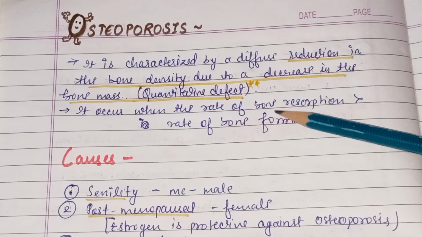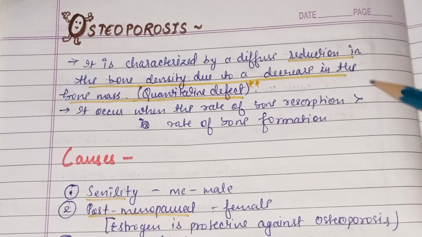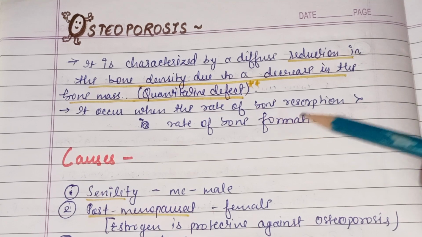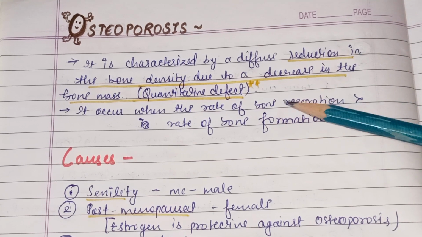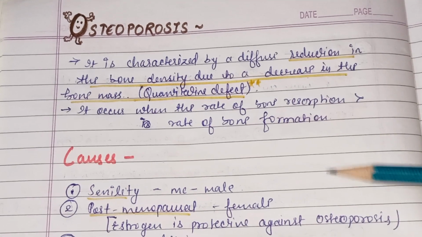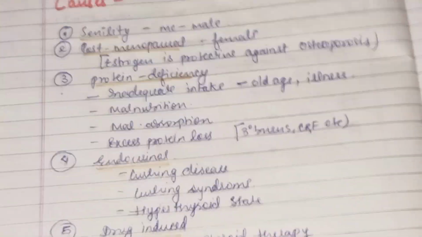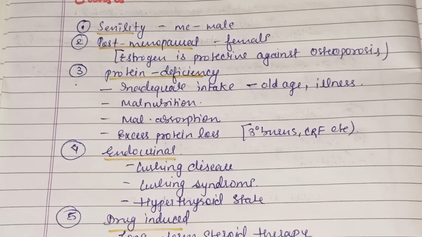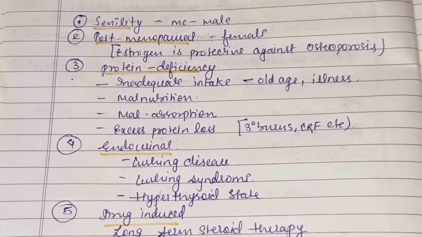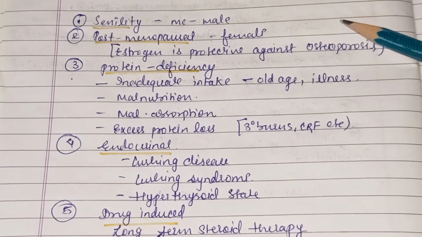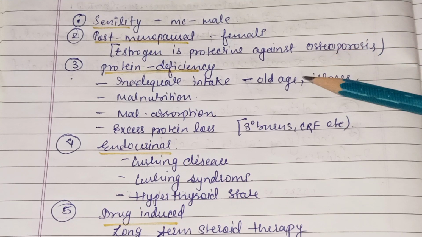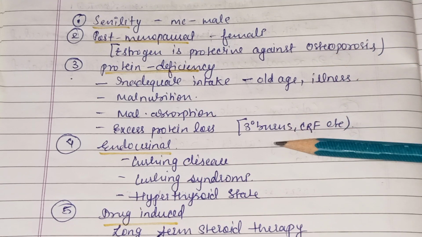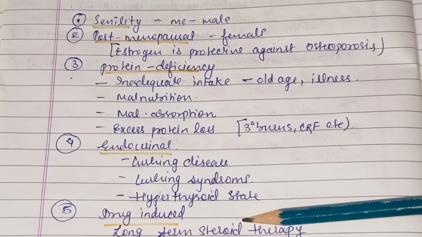It occurs when the rate of bone resorption exceeds the rate of bone formation. Okay. Now we are going to discuss the causes of osteoporosis. That is, the first is senility, postmenopausal, protein deficiency, endocrinal disorders, and drug induced.